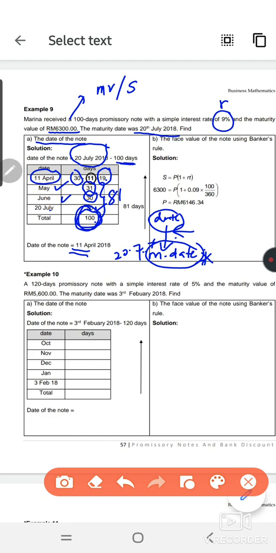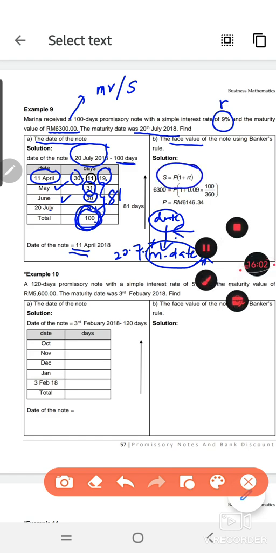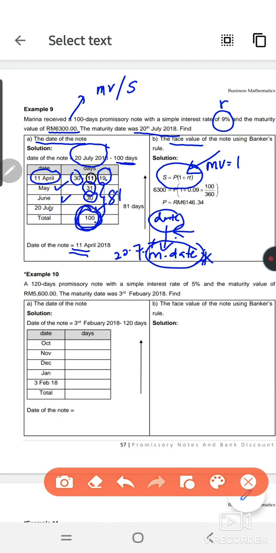Okay, the face value of the note using bankers rule. Okay, face value sama, maknanya awak guna formula S equals to P1 plus RT, ataupun formula yang ni lah, MV face value plus interest. Okay, so since we use bankers rule, so kat sini, okay, so since dia kata bankers rule, maksudnya this one you need to divide by 360. So kat sini sebab 100 kan, 100 days, so bahagi dengan 360. So this is your P.